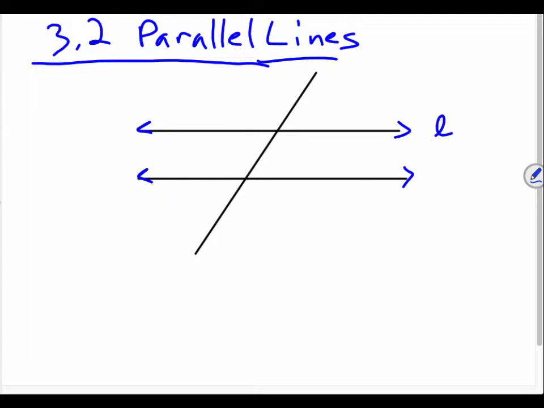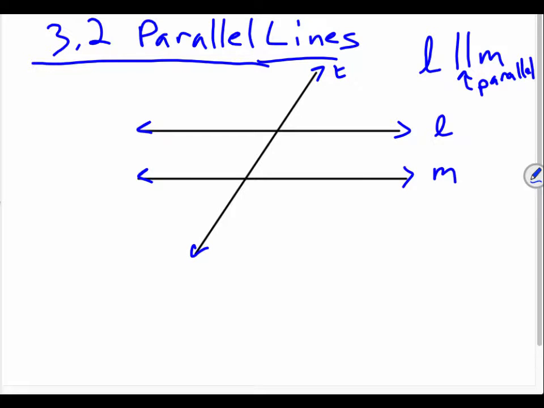that line L and line M are parallel. So I would say line L is parallel to M. That little symbol means parallel. Alright, and then this line here is T.